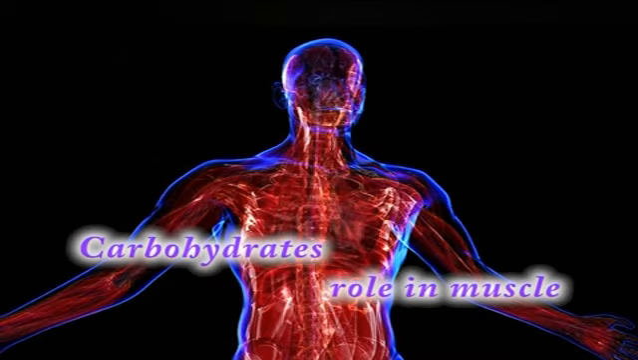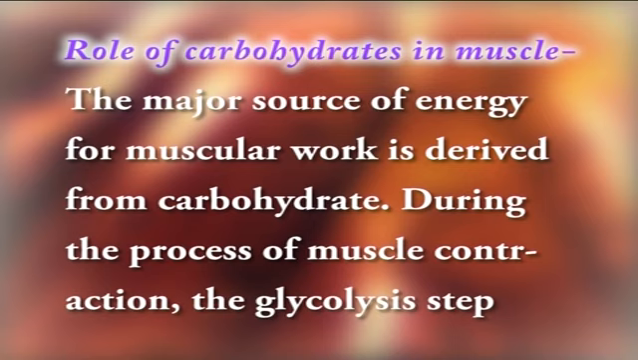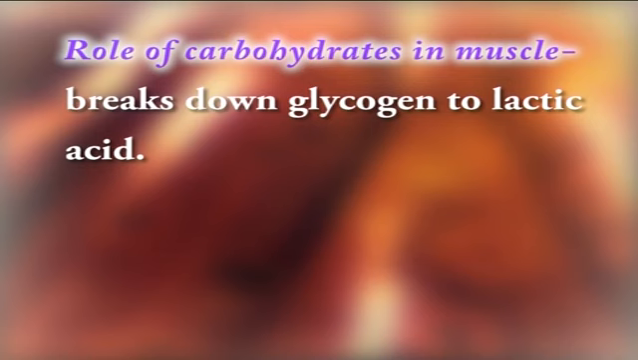Carbohydrate role in muscles. The major source of energy for muscular work is derived from the carbohydrates. During the process of muscle contractions, the glycolysis step breaks down glycogen to lactic acid. In the recovery stage, the lactic acid tends to undergo oxidation and yields pyruvic acid and acetyl CoA. This is further oxidized to carbon dioxide and water and thus produces energy for carrying out the muscular work.